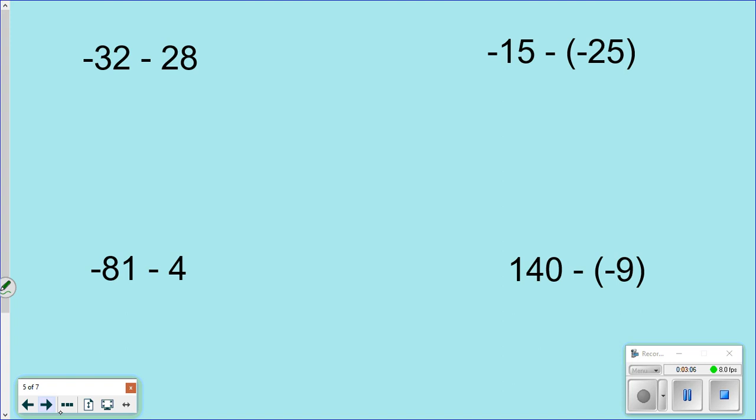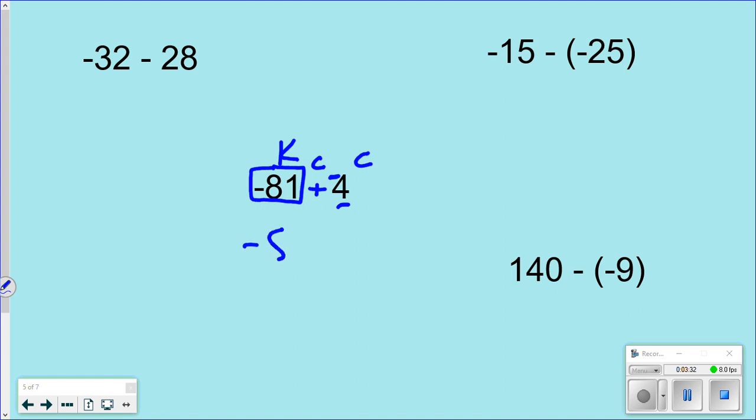Let's do -81 minus 4. My board's been really slow to react lately. So -81 minus 4, I'm going to keep, I'm going to change, and I'm going to change. Now, these are the ones students get wrong the most because they don't change the last sign. If you change the middle sign, you have to change the last one. So I'm going to keep this, I'm going to change this, and since this was a +4, I'm going to change it to a -4. So -81 plus -4, then your addition would be -85.